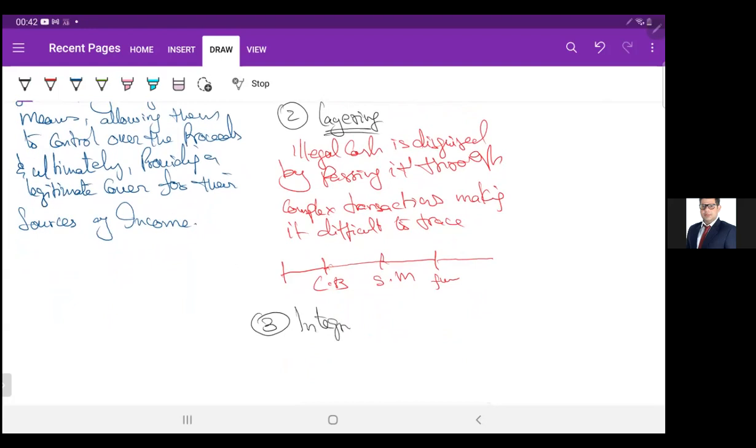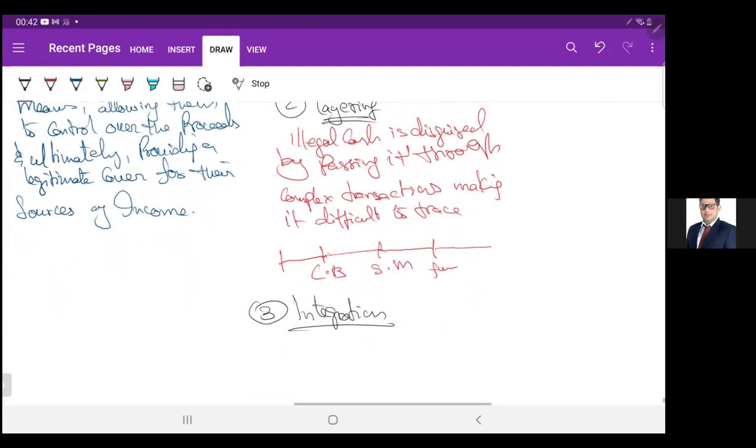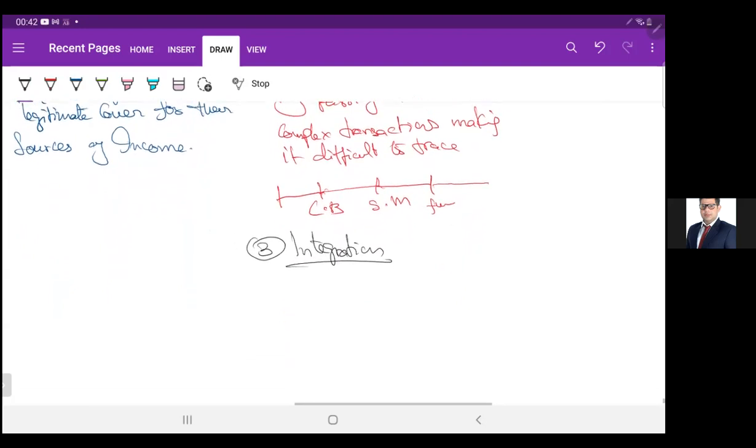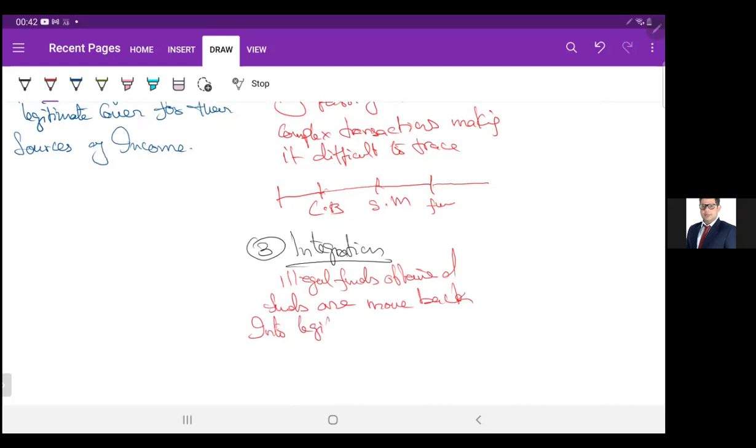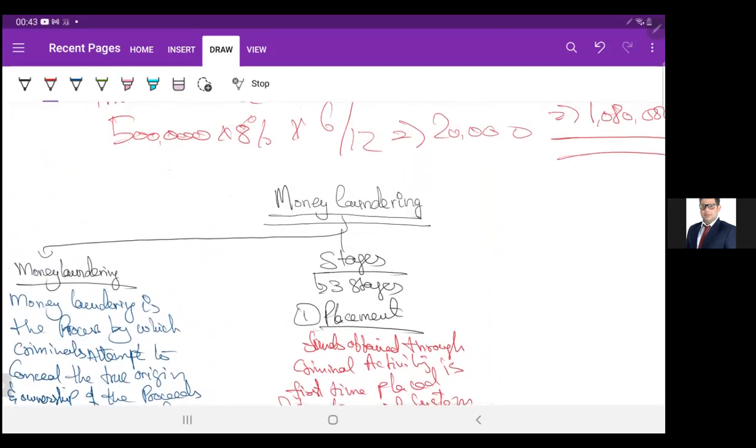Now, what is integration? Very simple. It is when the illegal funds are moved back into the legitimate economy, and they are now clean.